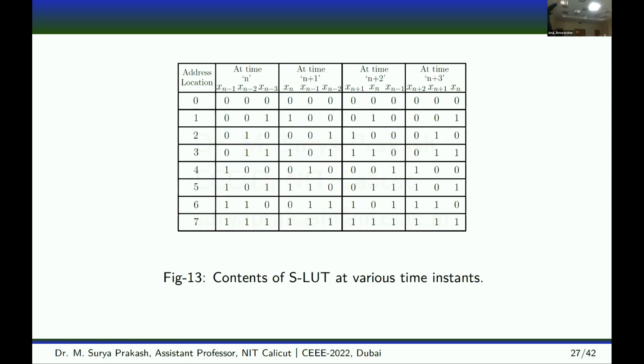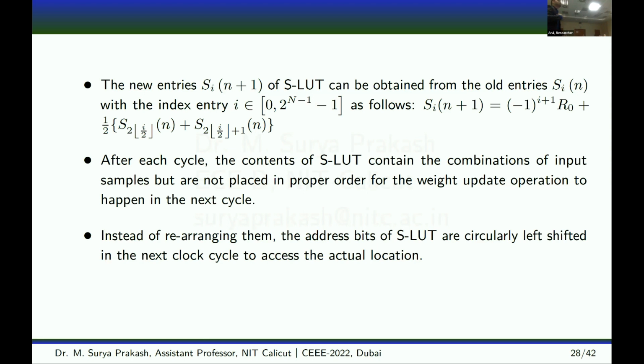So in the nth iteration, we'll have a binary pattern. In the next iteration, we'll have a circularly right-shifted version of it. And in the next iteration, it will be the circularly right-shifted version of whatever is available in the previous iteration. And so for a 4-tap filter, once again, we arrive at the binary pattern in the n plus 3rd iteration. So the secondary lookup table weight update scheme is what is summarized in terms of equation here.